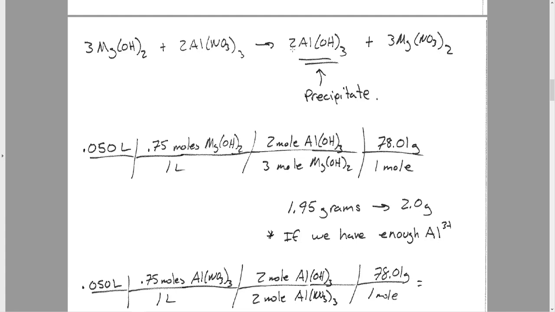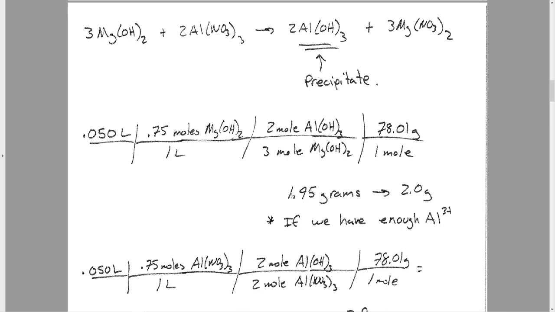If we go back to the ratio, 2 to 3, right? 2 moles of aluminum hydroxide for every 3 moles of magnesium hydroxide, so 2 over 3. And then 78.01 is the molar mass of aluminum hydroxide. So we do our math. Don't forget to multiply by 2 and divide by 3 at this step, and we get about 2 grams, 1.95 grams. If we round to 2 sig figs, 2.0 grams, okay?